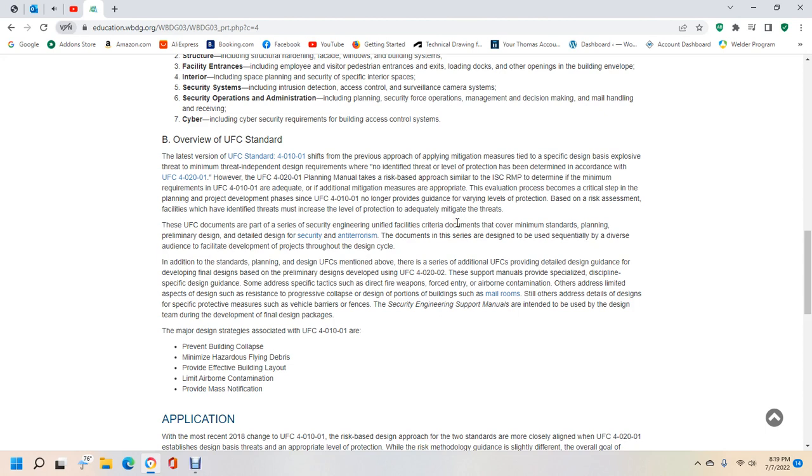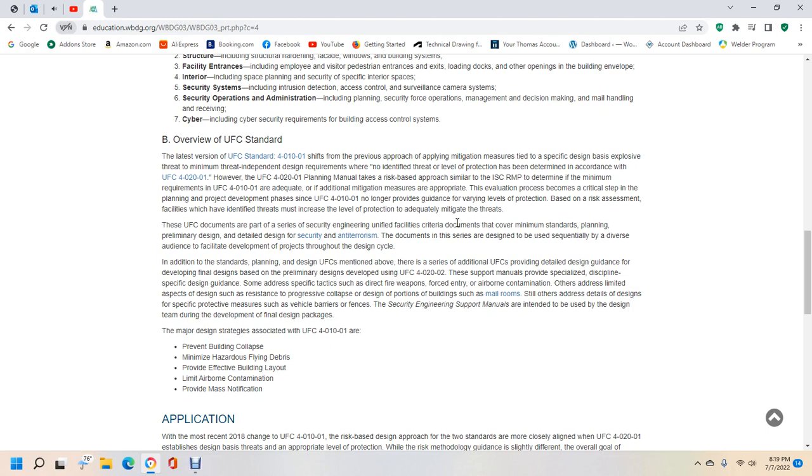Therefore, the UFC is part of the security engineering Unified Facilities Criteria documents that cover the minimum standards, planning, preliminary design, and detailed design. The security and anti-terrorism document series is designed to be subsequent to and serve a diverse audience of facility development and project personnel throughout the design cycle. In addition to the standards and planning documents mentioned above, there is a series of additional UFCs providing detailed design guidance for developing final designs based on the preliminary design developed in UFC 4-020-02. These support manuals cover specialized disciplines with specific design guidance.